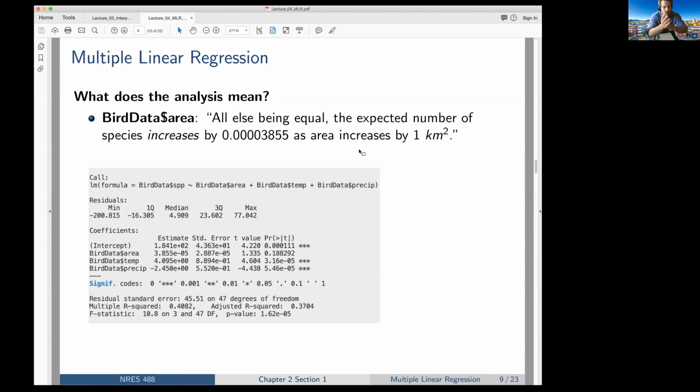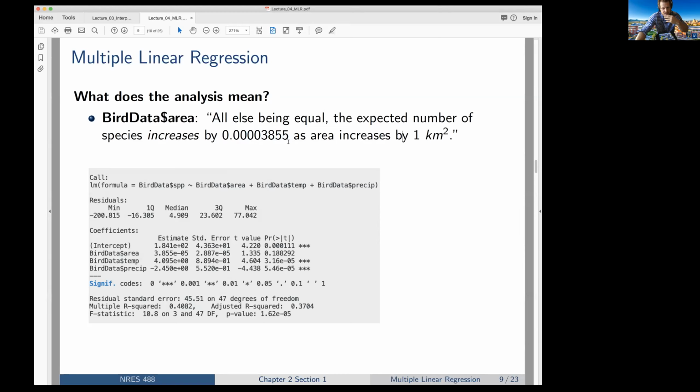How about beta 1? What is the interpretation for beta 1? That's related to area. The interpretation goes, all else being equal, that means precipitation and temp are set equal, then the expected number of species increases by 0.00003855 as area increases by 1 unit. The units here are square kilometers. You can see why this is so small, because our units are so small. A square kilometer in a state is tiny.